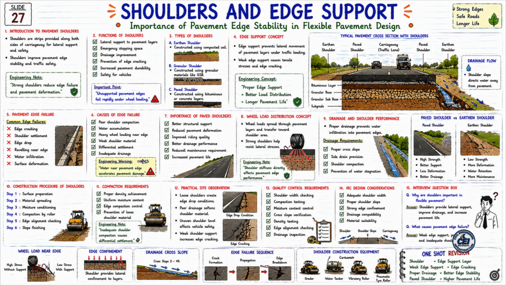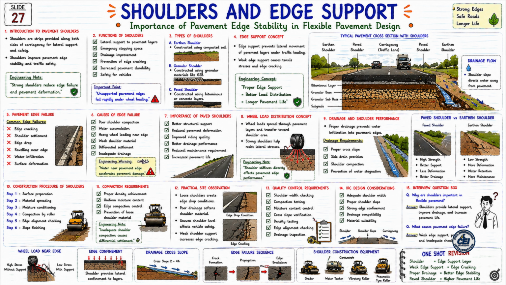Now let us look at the fifth topic. 5. Pavement edge failure. What are the common edge failures? Edge cracking, shoulder settlement, edge drop, raveling near edge, water infiltration, surface deformation. And due to weak shoulders, these failures are seen in the field.